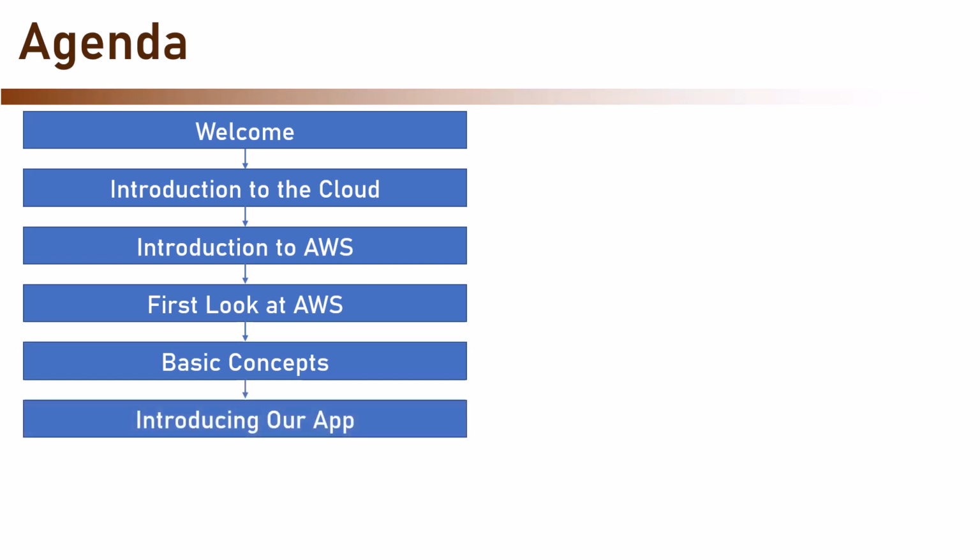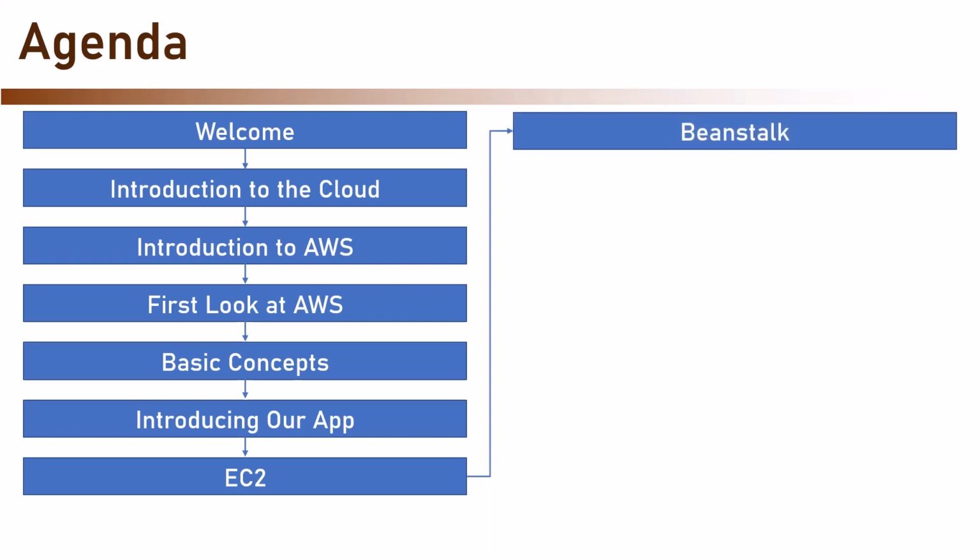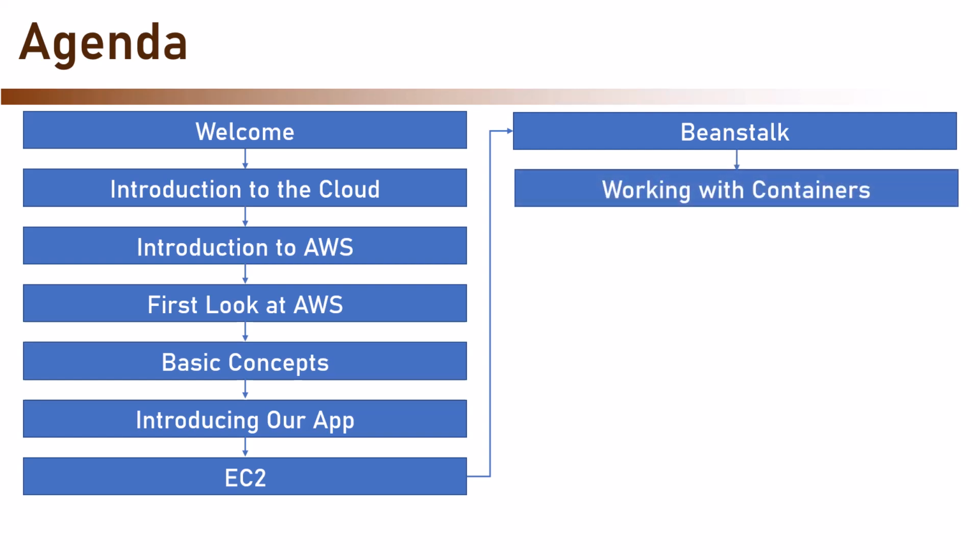And then we will get introduced to our app, which is a system we will build together as we progress through the course. We will understand what it does and prepare our computer for working on it. And then we will start with the first cloud service we will learn, which is EC2. Next, we will work with Beanstalk, which is a fully managed compute service.